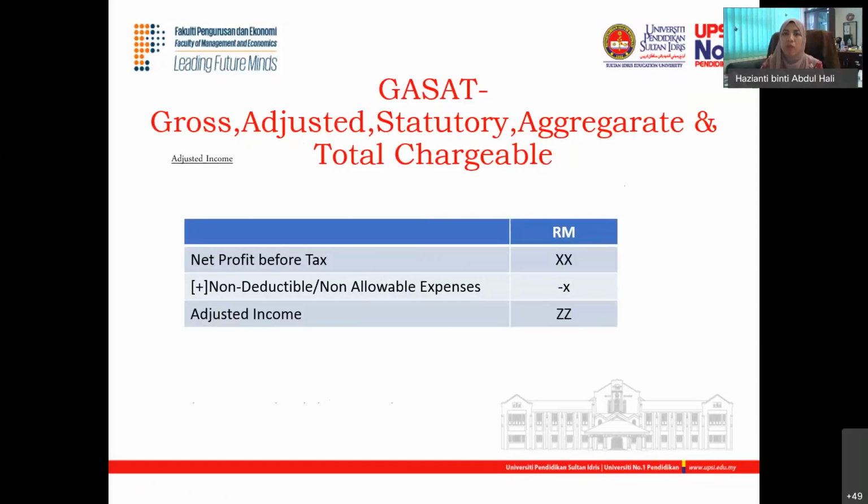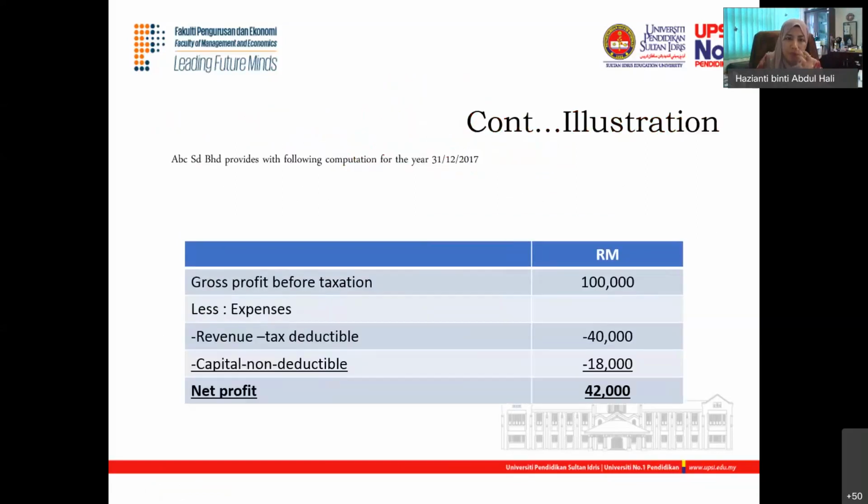Right, so this is for business. For business, we start with net profit before tax. Later when we do business taxation, this is the format, and I hope you can always go back to this format whenever you compute the gross, adjusted, and also chargeable income. Alright, so this is the example of the calculation whereby you have profit before tax, expenses.